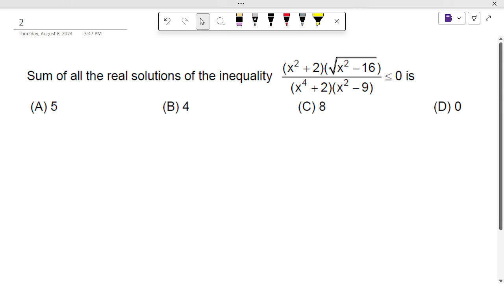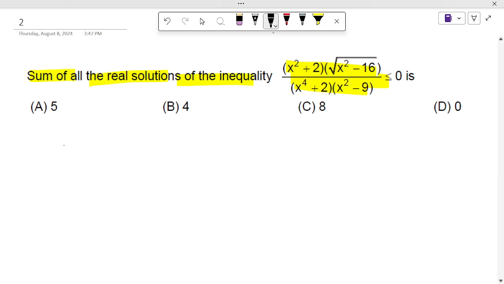Now let's solve this question. The question is the sum of all real solutions of the inequality. So there is an inequality given and we need to find the sum of all the real solutions. First we need to solve the inequality, and whatever values of x we get from this inequality, we need to add them all. Okay, so let's solve the question.